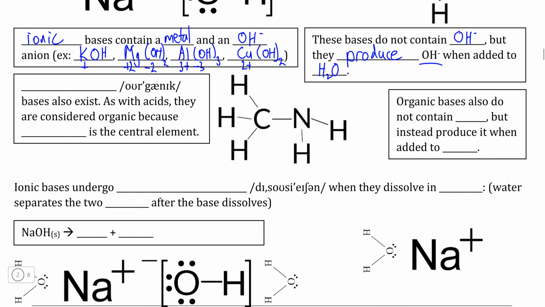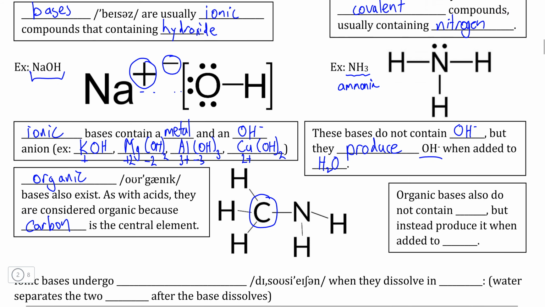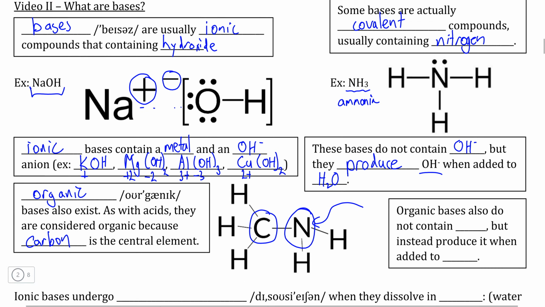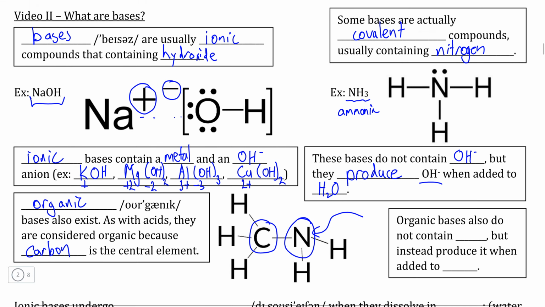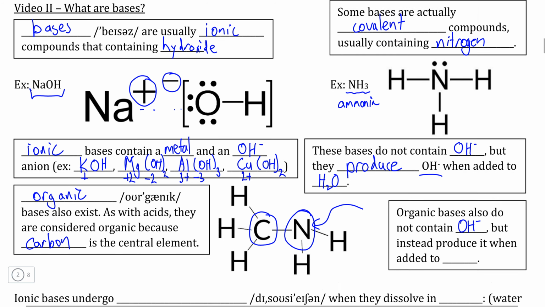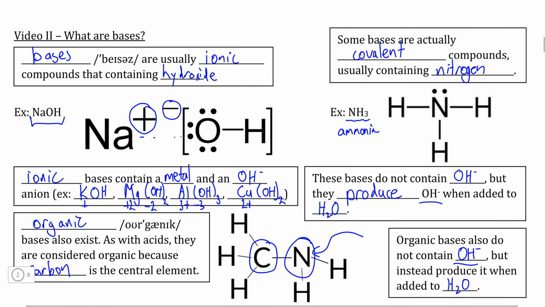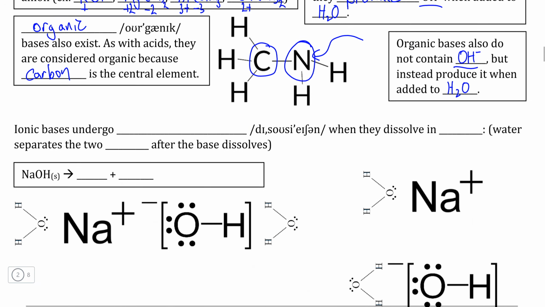Now, just like with acids, there are also organic varieties of bases, meaning that they contain carbon as their central element, as we can see here. And just like with other covalent bases, they also have nitrogen that is a key part of their structure. And just like with non-organic but still covalent bases, they do not actually have OH- as part of their structure, but instead react with water when they are added to water in order to produce OH-, just like ammonia that we see above.